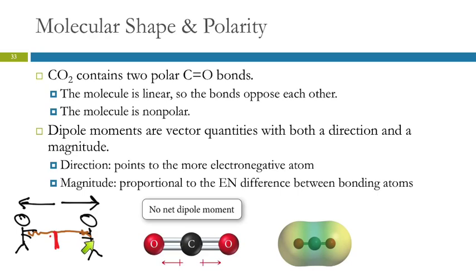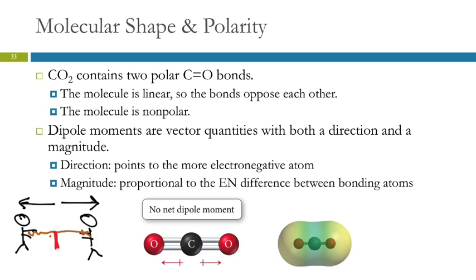If this person was much stronger, then that person would pull the electrons more than the other one would, and it would be a polar molecule. So when we talk about a dipole moment, a single bond can have a dipole moment if it's a polar bond.